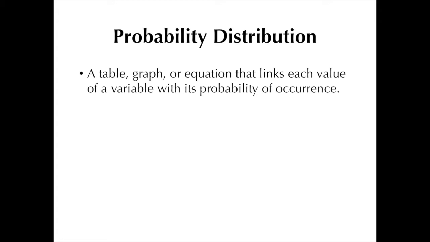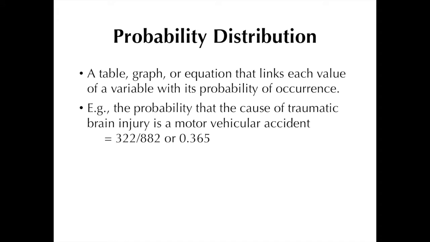So, going back to the table from the previous slide, we see that the total number of patients whose cause of traumatic brain injury was a motor vehicular accident is 322. Now, computing for the marginal probability, we get 0.365. So this particular category of the variable cause of injury has that probability linked to it. Now, a probability distribution is basically a description of a random phenomenon, which is expressed in terms of the probabilities of events.